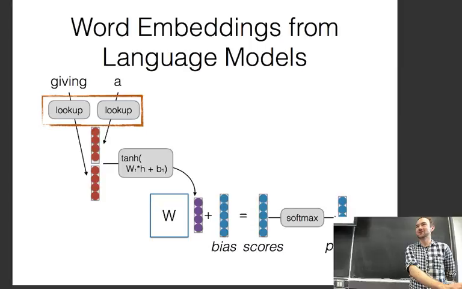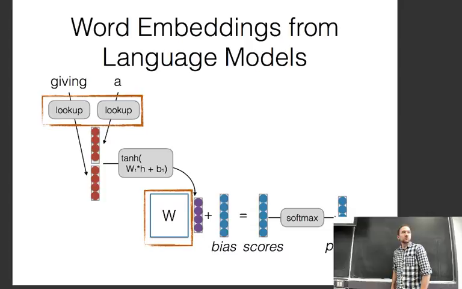So we have the lookup word embeddings, and then we also have the output word embeddings. And as I mentioned last time, we can share these as well and make one big thing of word embeddings. So if you train a language model, you get word embeddings for free, basically. If you think about what a language model is doing, it's also kind of doing something like a keyword in context. So we have giving a, and then x. And it's looking at the left context and then predicting this word. So it's like keyword in left context, basically.